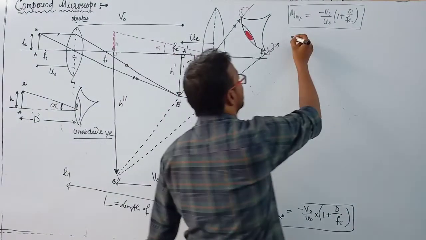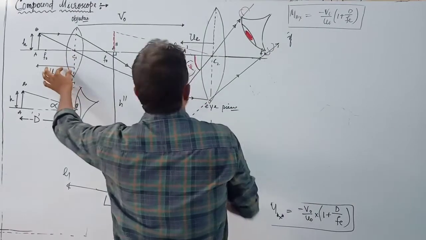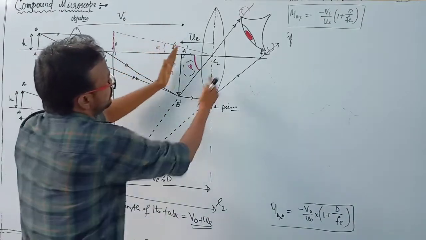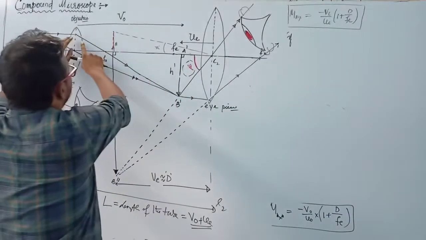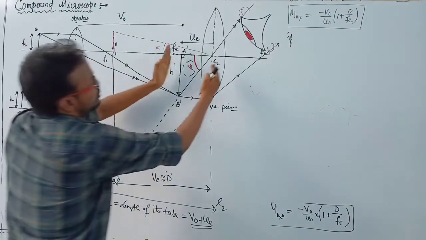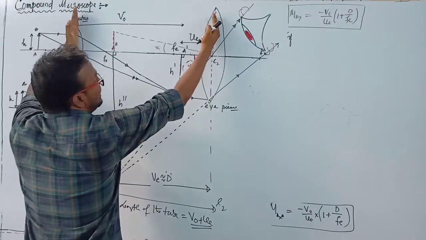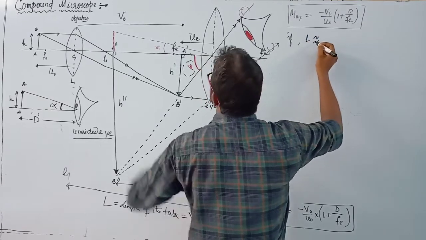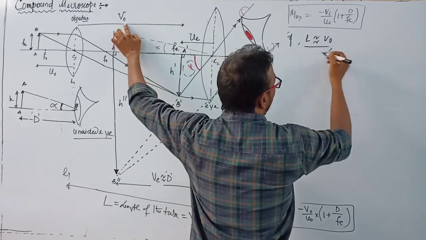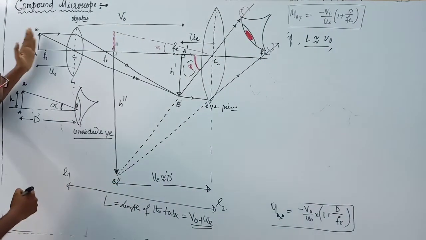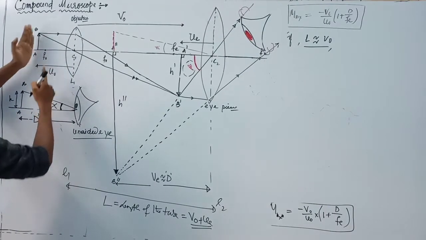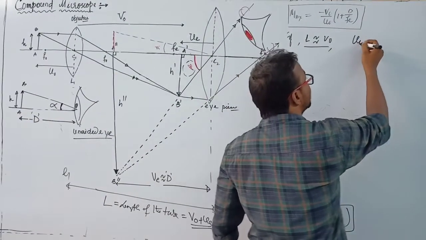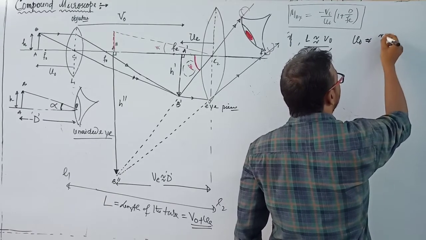If we take an assumption here, that the image V naught is produced by the objective lens very close to the eyepiece, then we can write this distance as L, and L can be written as V naught. When the object is very close to the focus point, the image will be very close to the eye lens. So at that time, the object distance U naught can be written as nearly equal to F naught.